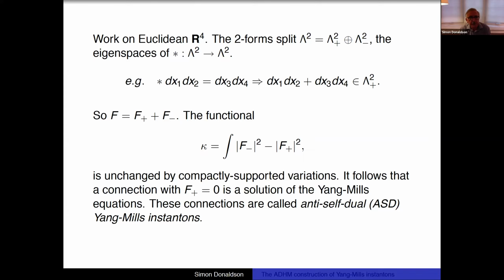So just to be clear, these things are the solutions of a nonlinear partial differential equation for our connection, represented by the data A, because the formula for F plus involves that quadratic term involving the bracket in the Lie algebra. So the study of these things is studying a nonlinear PDE.